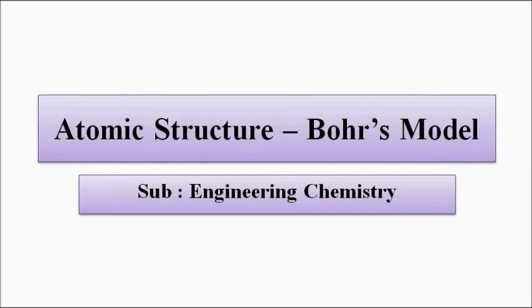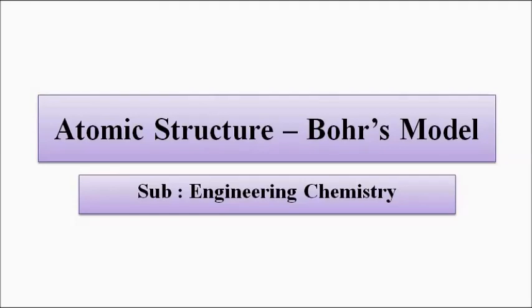We'll continue our discussion with the atomic models. So far we have discussed Dalton's atomic theory, Thomson's model, Rutherford's model and Chadwick's model of the atom. In this video we are going to discuss Bohr's model. Like I said, Bohr's model and Schrodinger's model are more or less the basic foundation of modern atomic theory. It is based on these two models.